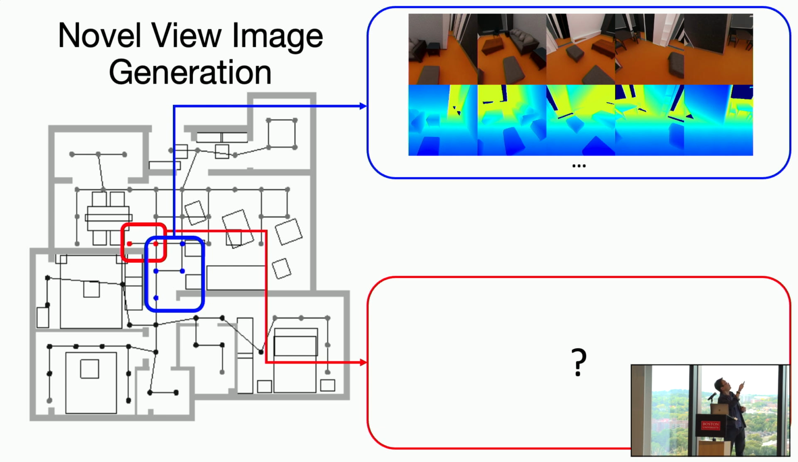And at the bottom, I'm showing depth images. So here, blue means that particular object in the image is closer to the camera, and yellow means it is far away. So we have depth and RGB images. So how can we borrow information from these blue nodes to help us generate the images in red nodes?